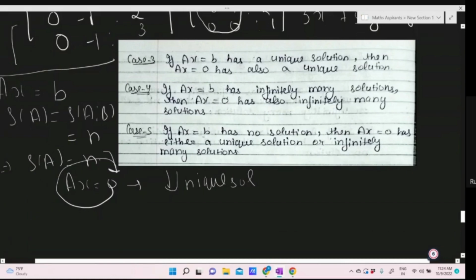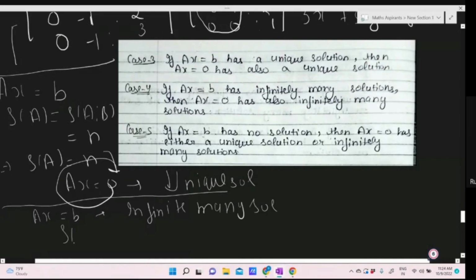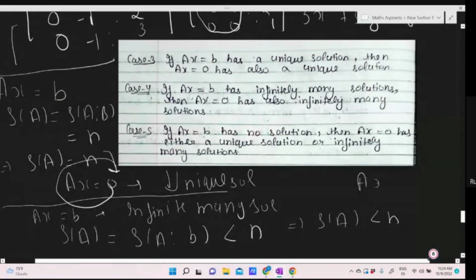Now take case number 4. If AX = B has infinitely many solutions, then we have the following condition: the rank of A is equal to the rank of [A|B], which must be less than n. Here we conclude that the rank of A is strictly less than n. Now for the corresponding homogeneous system, the rank of A is strictly less than n. Therefore, this system will have infinitely many solutions.